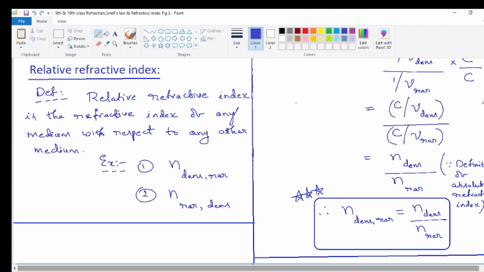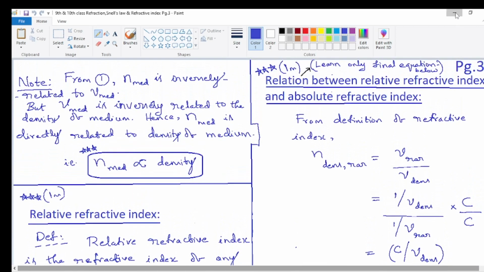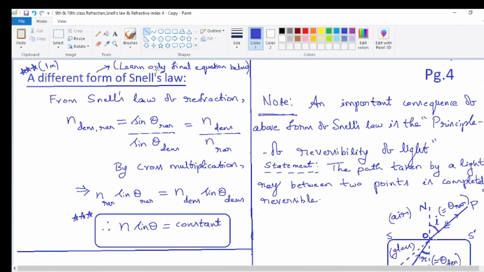Next page number 4. This is page number 4, just see here. The different form of Snell's law. We have already seen this is a very, very important form of Snell's law. It's sometimes called the fourth equation for Snell's law. I did not put the numbers because this carries 1 mark, only the equation is sufficient. So learn only the final equation.